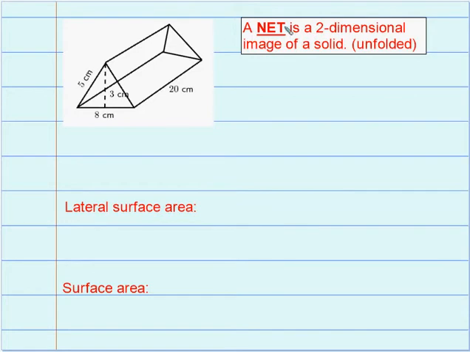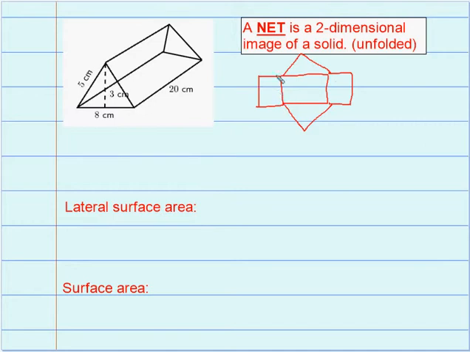A net is a two-dimensional image of a solid. It's like if we would unfold this triangular prism. Notice that I have 2 triangle bases that are congruent to each other. And so if I were to draw this, it might look like this. And then maybe I have a triangle here, and maybe I have a triangle there. Or I could have unfolded a triangle on one end and one on this end.